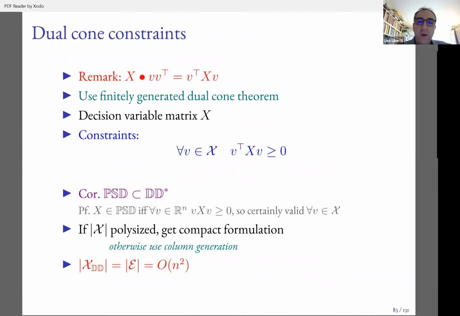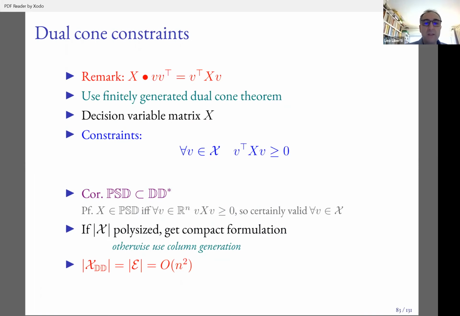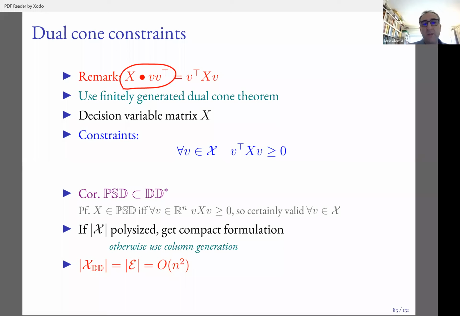So I presented all this material because I wanted to write down the constraints that would define the dual cone in an explicit form that I was able to pass to a solver. Okay. So now I have this representation, and it is limited to a finite set of objects. I will remind you that this representation can also be written in this more familiar form. These are the constraints I want.